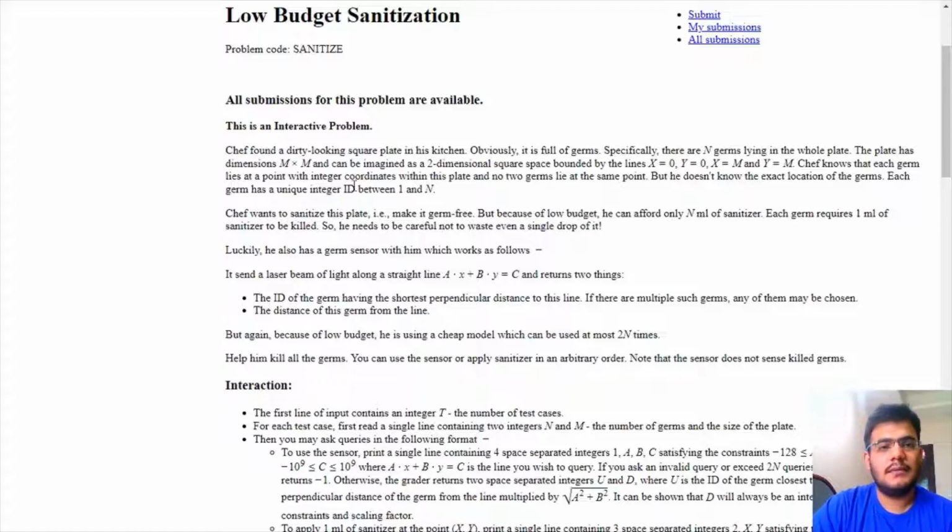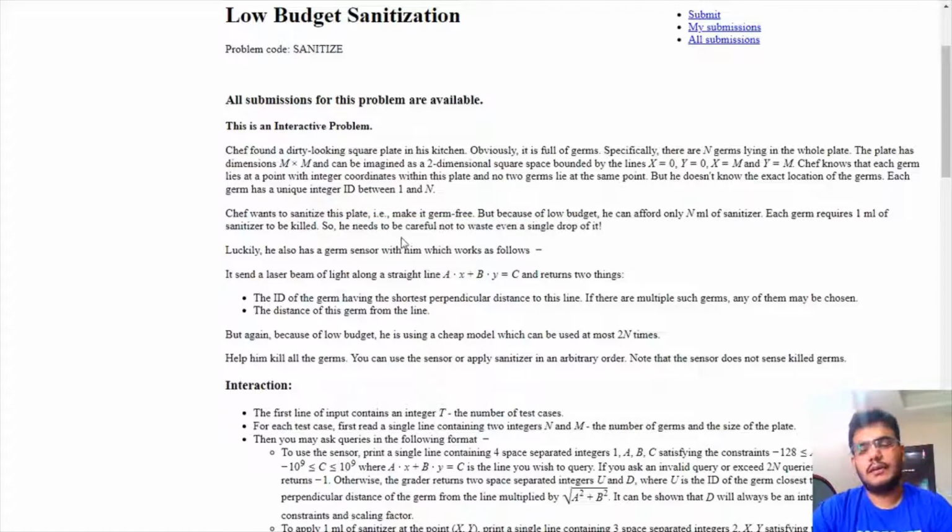Chef knows that each germ lies at a point with integer coordinates within the plate and no two germs lie at the same particular point. But he doesn't know the exact location of the germs. Each germ has a unique ID between 1 and n. Chef wants to sanitize this plate, that is, make it germ free. But because of low budget, he can afford only n ml of sanitizer. Each germ requires 1 ml of sanitizer to be killed. So he needs to be careful not to waste even a single drop of it.